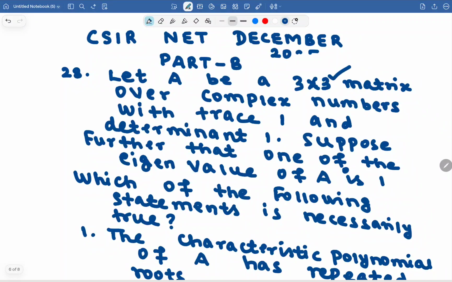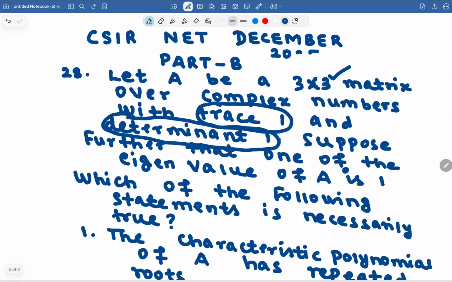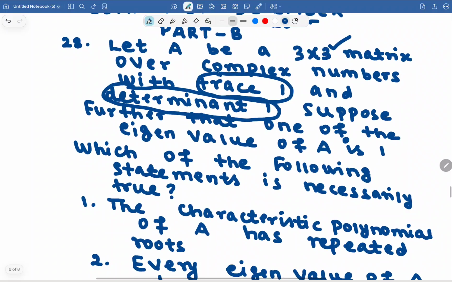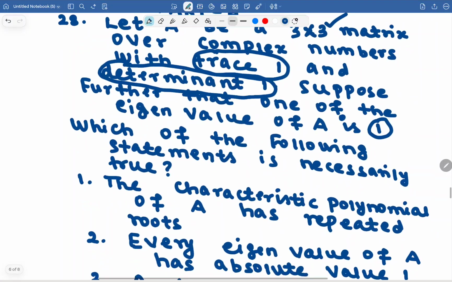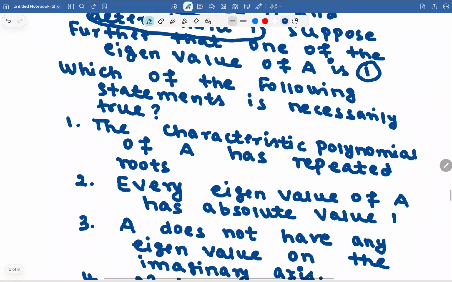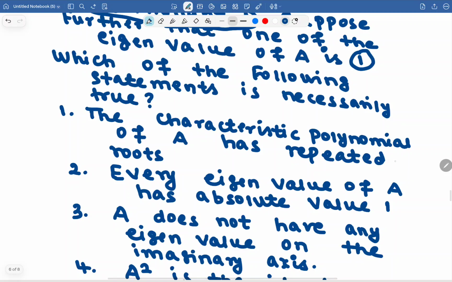over complex numbers with trace value 1 and determinant value also 1. Suppose further that one of the eigenvalues of A is 1. We have to check which of the following statements is necessarily true. The characteristic polynomial of A has repeated roots.